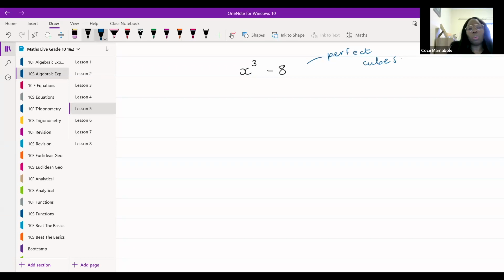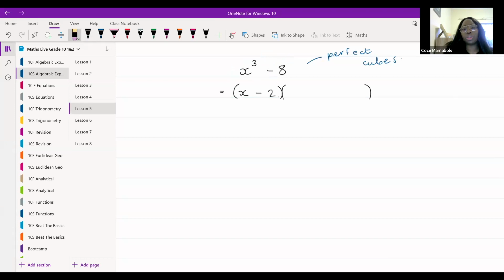Okay, good. So when we find that both our numbers are cubed, here's what we're going to do. We're going to open up a bracket for a binomial, and then we're going to open up a bracket for a trinomial. Now, the next thing we're going to do is we're going to take the cube root of that number, and we're going to take the cube root of this number. Okay, now the cube root of x cubed is x, and the cube root of negative 8 is negative 2. Okay, that's the first thing we're going to do.